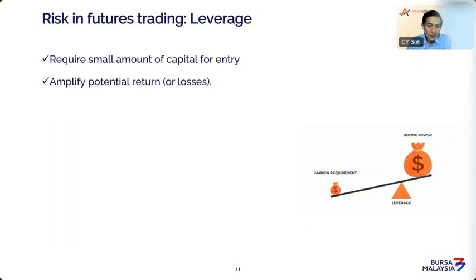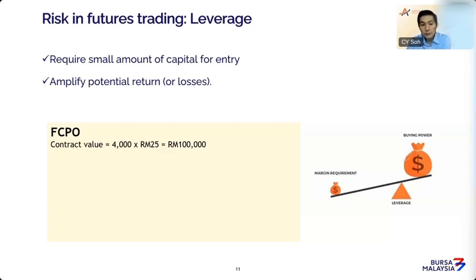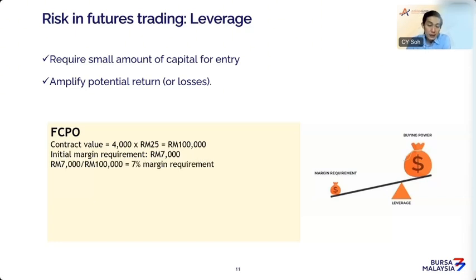Now, another example, let's say currently the FCPO is trading at 4,000. So multiply per point $25 per metric ton. So one contract of FCPO is actually worth 100,000 ringgit. So trading futures, again, you don't have to pay the full amount of 100,000. With leverage, with just the initial margin, currently 7,000 ringgit, you are able to control 100,000 worth of FCPO in just one contract. So it's only 7% of your total value.